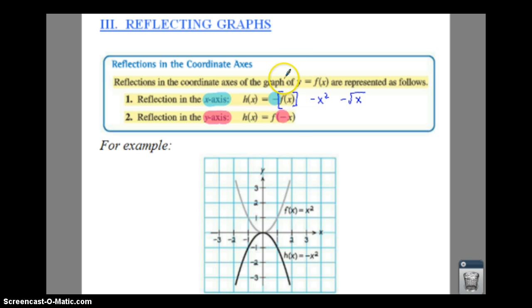So instead of having a negative x squared, that would be like a quantity of negative x, quantity squared, or a square root of negative x. If you look at the problem down below, you have your parent function f of x equals x squared, while your other function, your new function, is reflected over your x-axis. Notice where your negative is. That is outside of your function.